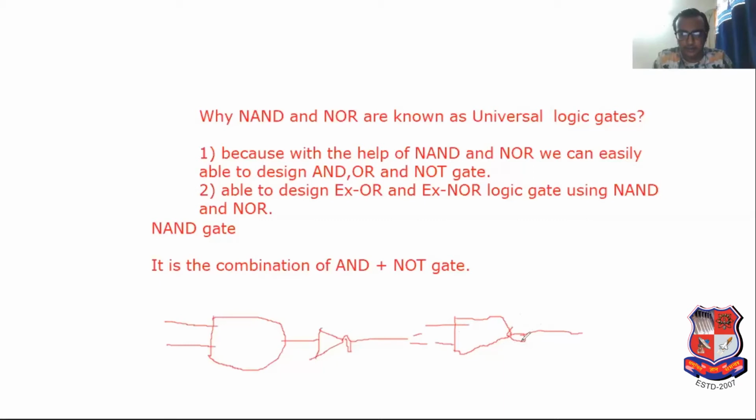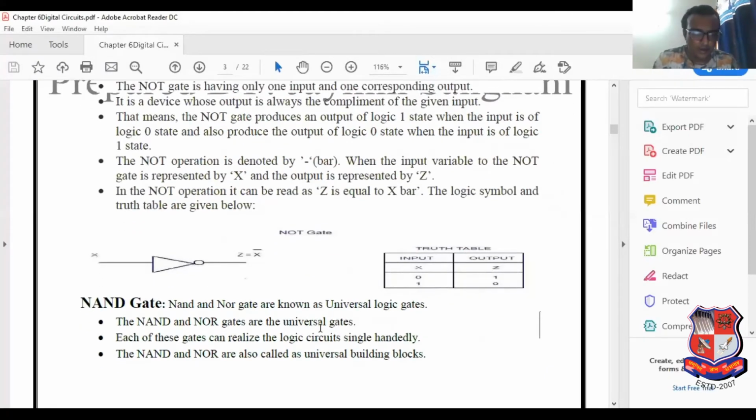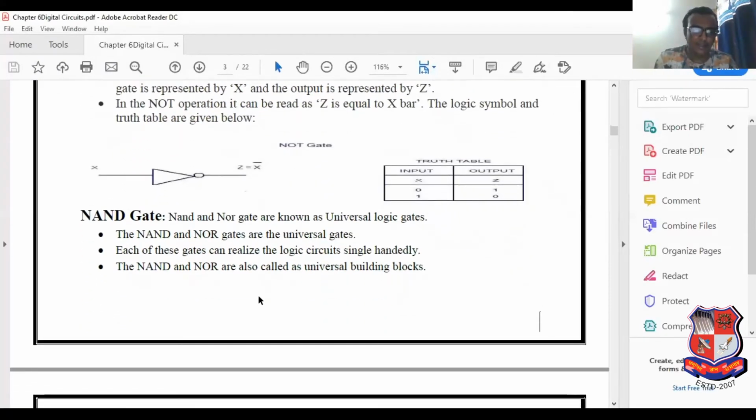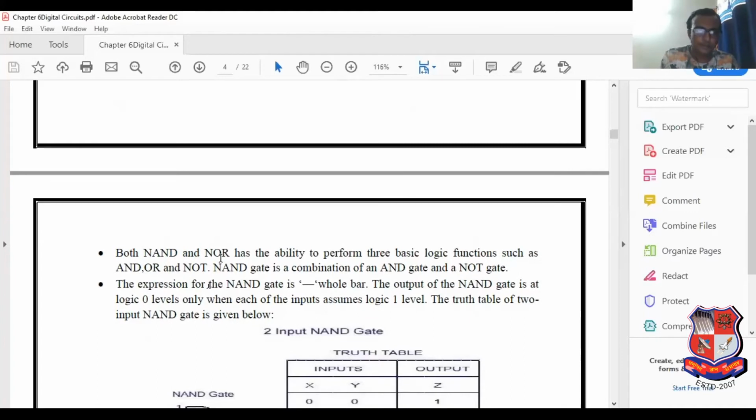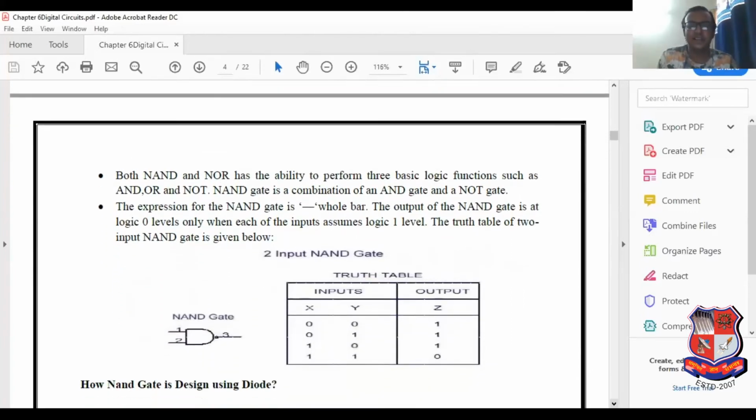AND plus a bubble. Here it is known as a bubble. The bubble indicates that the gate is NAND. That's why it is known as NAND gate. And whatever input is applied and what its effect is, I will explain in this PDF. See, NAND and NOR gates are universal logic gates. Each of these gates can realize any logic gate single-handedly. Also a universal building block. Both NAND and NOR have the ability to perform the three logic functions already discussed on the whiteboard.